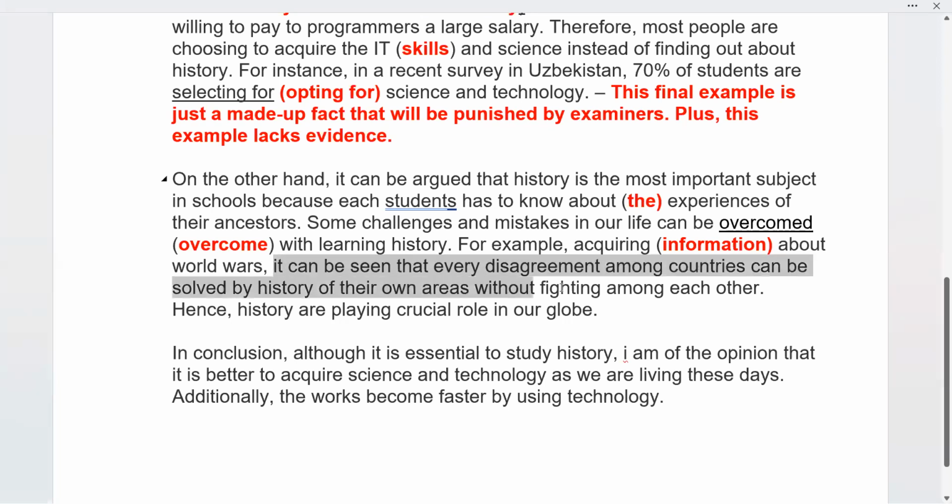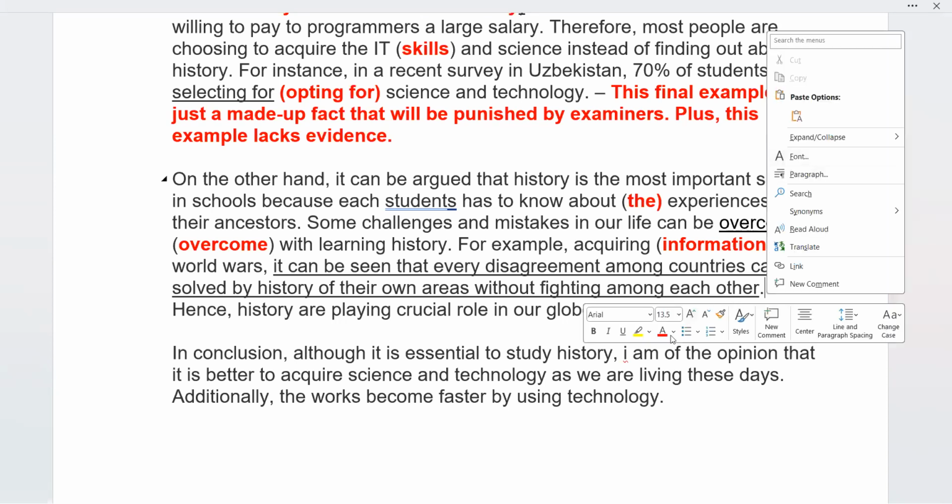So basically, this is just a sentence without any evidence. So I don't really understand. Well, what's the point of this underlined sentence? There is no point, basically. So I don't really recommend doing something like that.